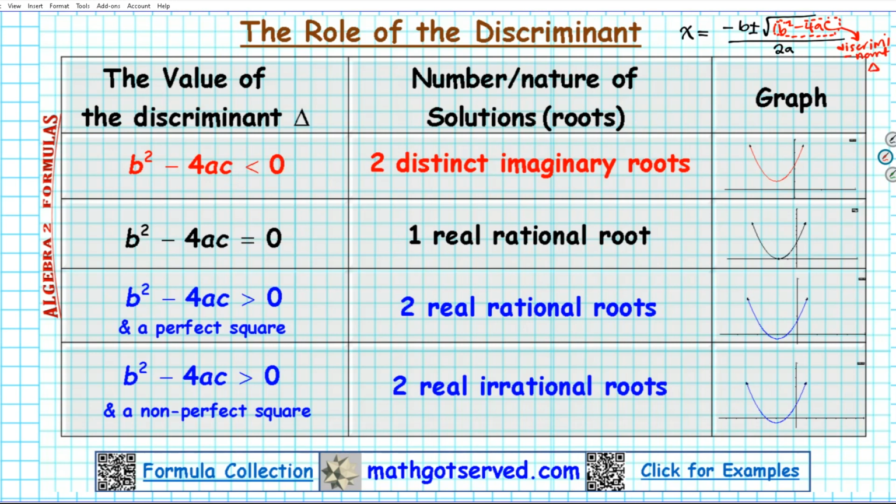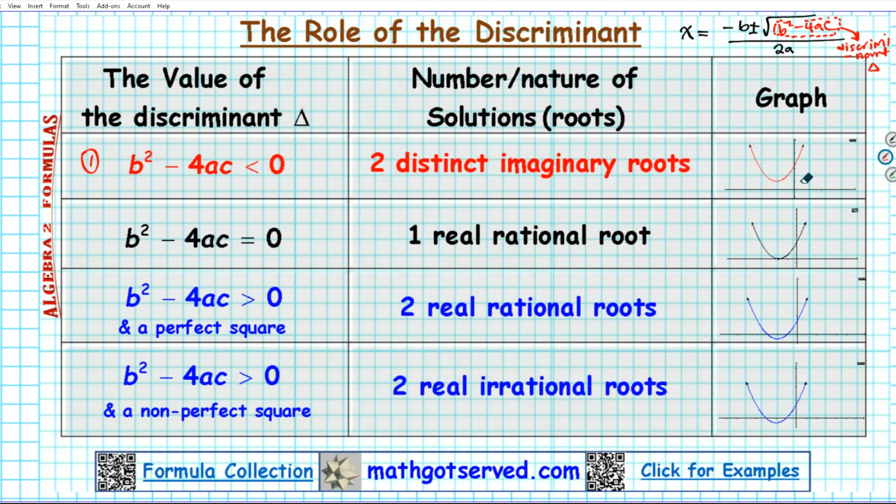So we have four cases we're going to be looking at right here. Case number one is where the discriminant is negative, which basically means that you will have to take the square root of a negative number when finding the roots. If the discriminant is negative, you have two distinct imaginary roots. Graphically, the parabolic function for the quadratic equation never touches the x-axis. If there's no intersection, then there are no real solutions.